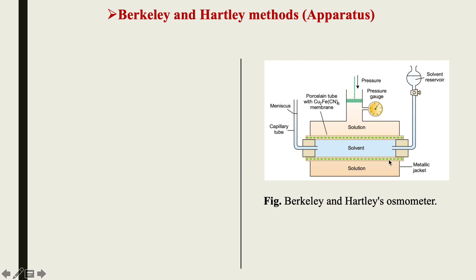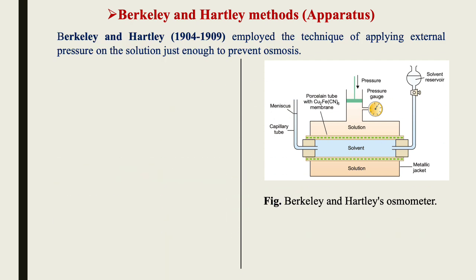You have this green colored porcelain tube, which is a semi-permeable membrane made up of copper and iron salts. Here you have the outlet, the meniscus level is here, and here is the solvent reservoir, and inside you have solvent, and here you have solution. This whole part is made of a metallic jacket, and we have a capillary tube made of glass. Now let us see how this method works, the osmometer invented by Berkeley and Hartley in 1904 and 1909.